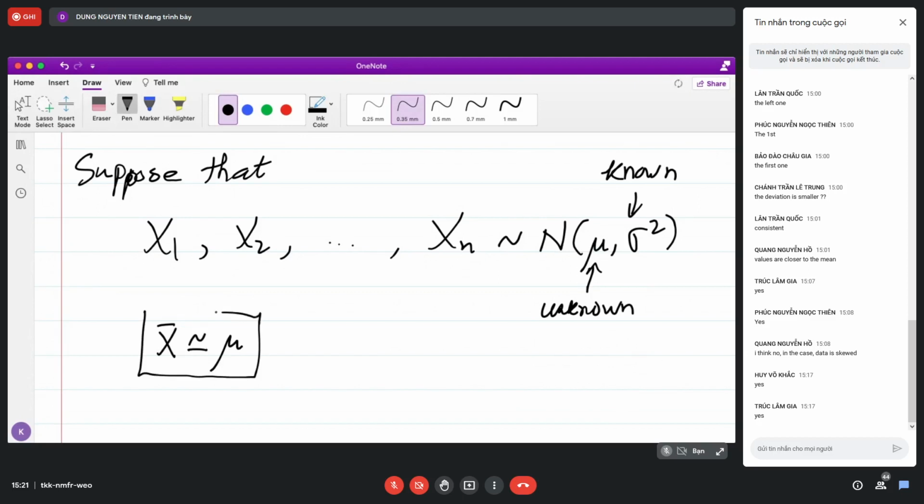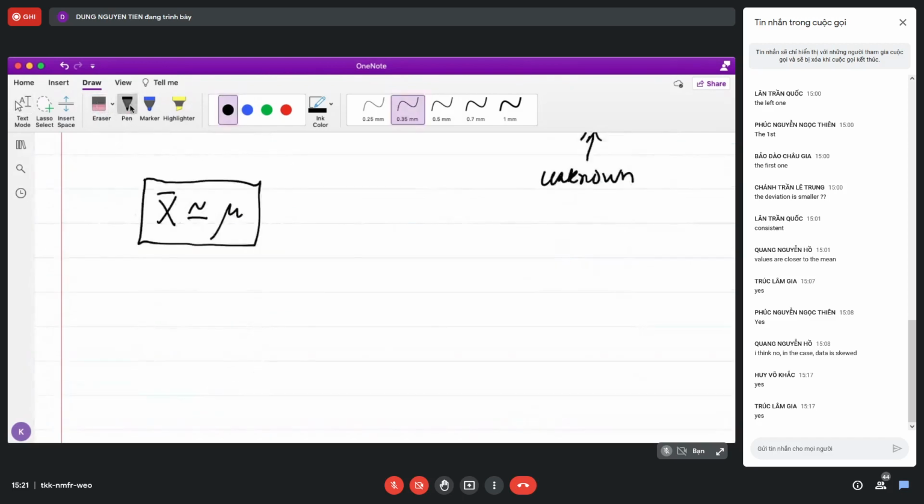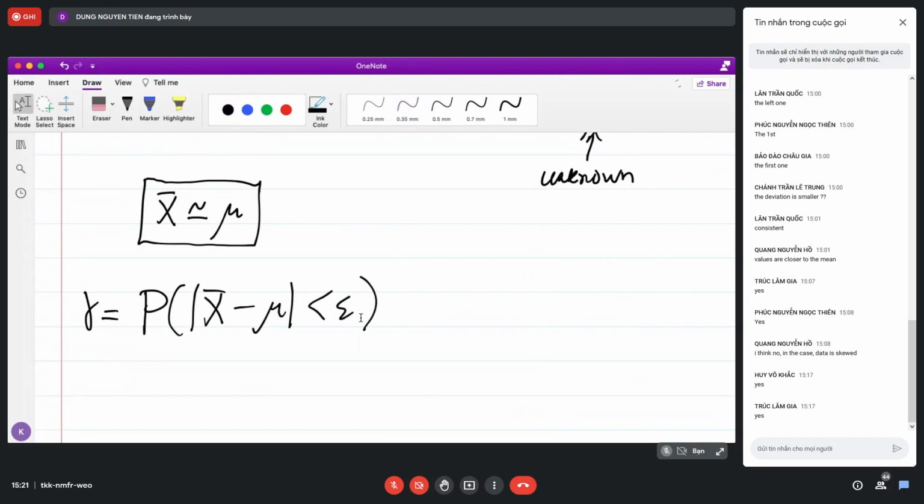But how can we get the error for that? In order to get the error for that, you need to come back to the definition of the confidence level I mentioned before. It is the probability that X bar minus mu is less than epsilon. All right. Now you see that mu is an unknown constant, right? Epsilon is another constant. They are deterministic.